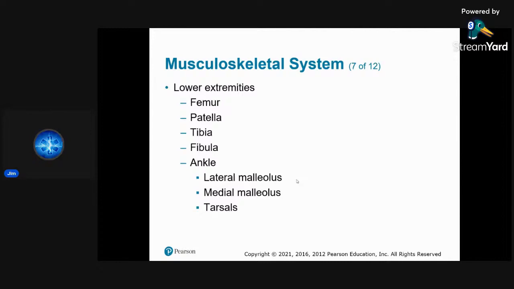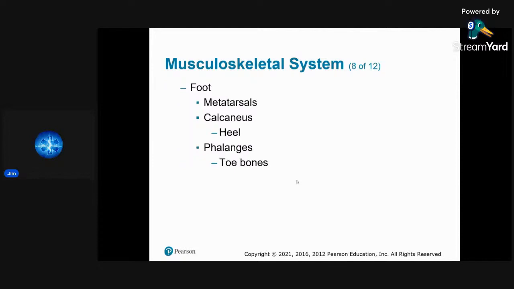Tibia and fibula, which is in the lower leg, the tibia being in front, the fibula being in back. You can always remember the tibia as a true bone, or true in front. And your ankle consists of lateral malleolus, medial malleolus, and tarsals. Then we move down to the foot. We have metatarsals, your heel, and your phalanges, which would be your toes.